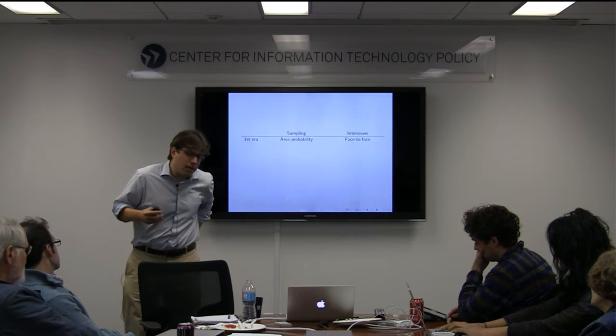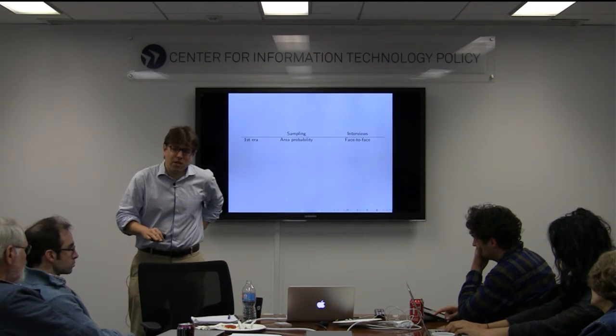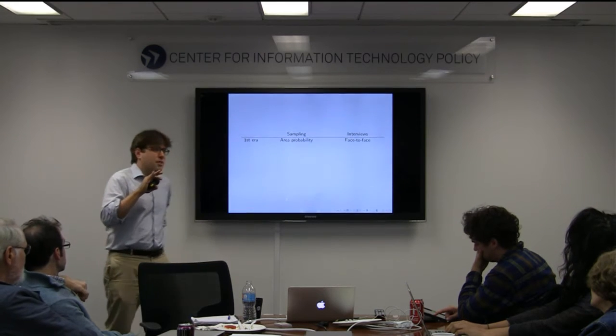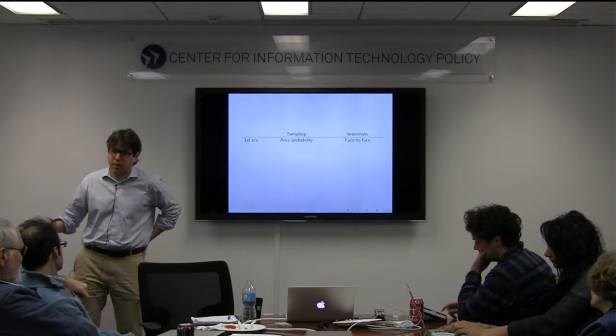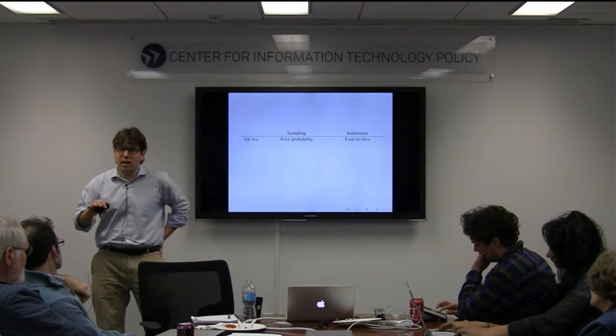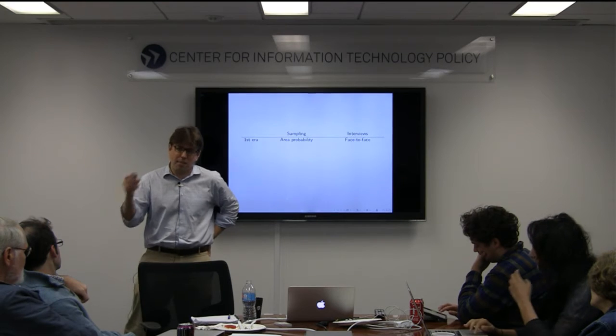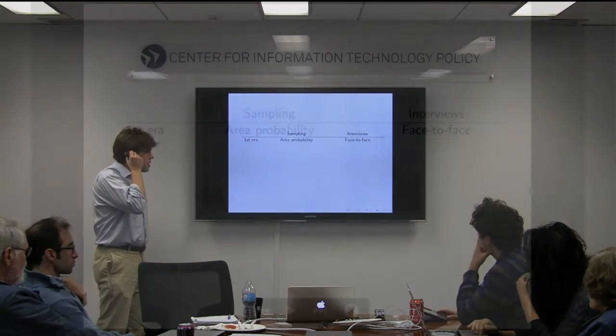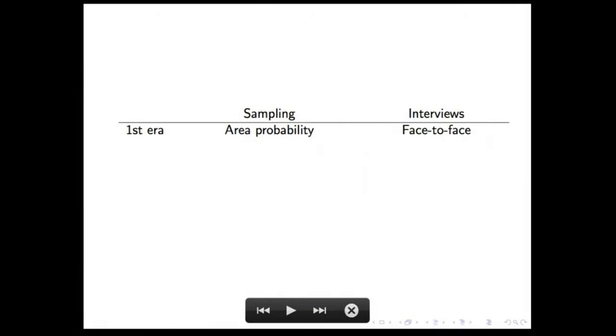So now I'm going to do a very, very brief history of survey research to illustrate a couple of points about what's happening now, because I think what's happened in the past has some good lessons for what's going to happen in the future. So surveys as we would recognize them began in the 1930s, and sampling was done through area probability sampling. So they would pick, let's say, certain census blocks using probability methods, and then people would travel to those places and do the interviews face-to-face.